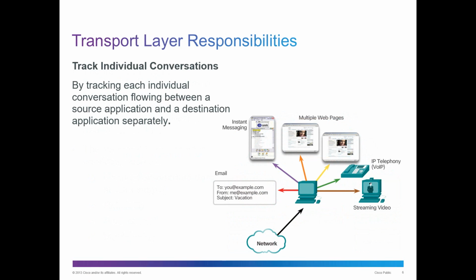The transport layer is responsible for tracking each conversation individually, not getting them mixed up, making sure that all the segments for a conversation get to their destination and get recompiled in the correct order through something called multiplexing that we'll discuss in a little bit. So that's one of the responsibilities we have here for the transport layer.